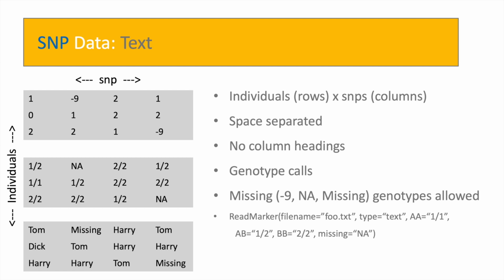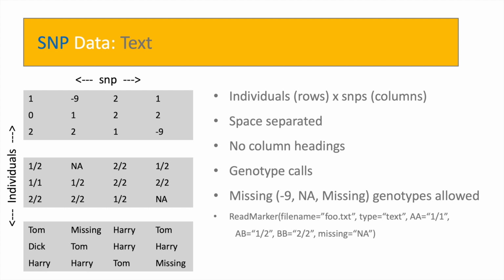In that first table, I've coded the SNP genotypes as 0, 1, and 2, where missing is -9. In that second table, I have more allelic information, where I've got 1/1, 1/2, and 2/2 as the genotypes, where NA is missing. And then in the third case, something that most people wouldn't do, Tom, Dick, and Harry are the genotypes and missing is the missing. So they're all represented the same way, but you do need to tell Eagle what the coding is.